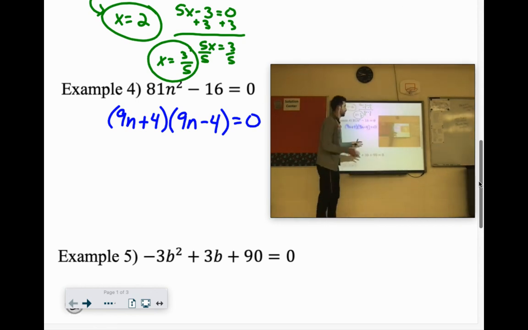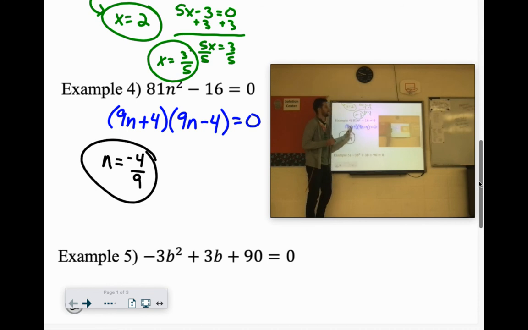So here, you could set up two equations: 9n plus 4 equals 0, 9n minus 4 equals 0. But let's try to do a little bit in our head here. If I was solving 9n plus 4 equals 0, what would you do first with the plus 4? You would subtract 4, so it'll be negative 4. And then what would you do with the 9? You would divide it. So we'd have negative 4 ninths.